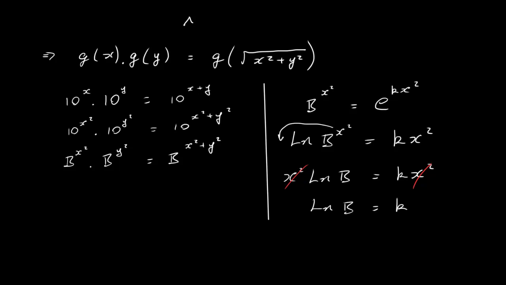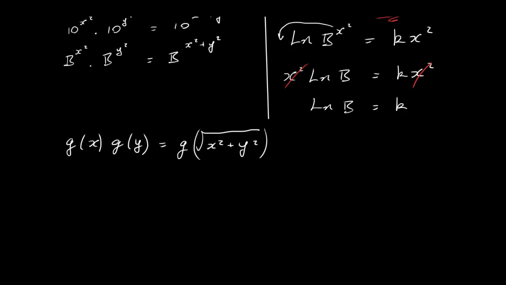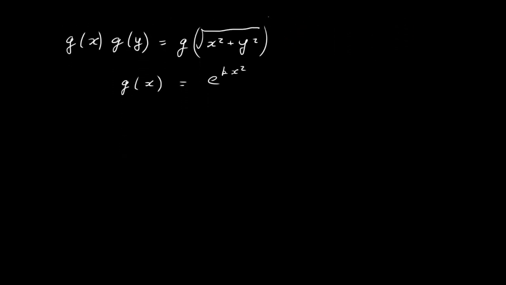So this particular number here, this k here, this constant here, is just simply the natural log of whatever base we decide to use. What I'm going to do here is just test this out. So what we have is g of x times g of y is equal to g of the square root of x squared plus y squared. And what we're saying now is that g of x is just going to be e to the power of kx squared. So let's just substitute that in and see does it work.